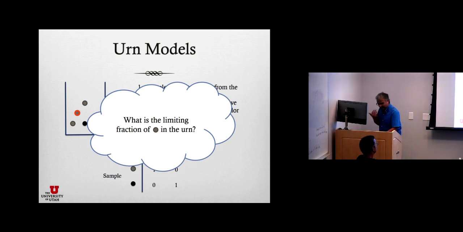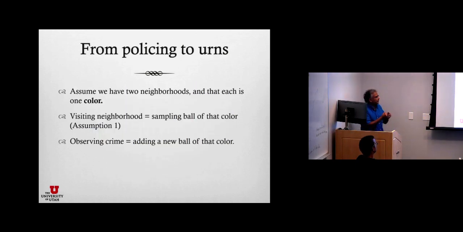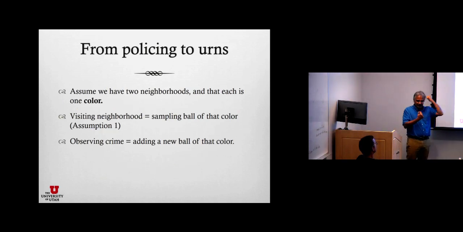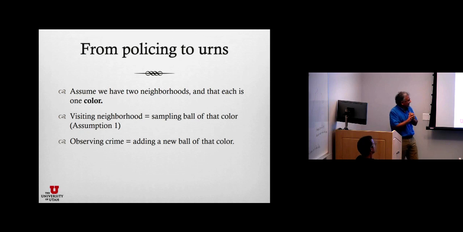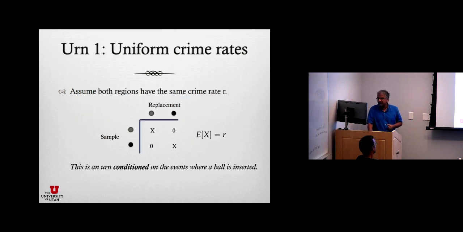Well, not very much till I model it. And here's the model. Assume you have only two neighborhoods. Each one is one color. Visiting a neighborhood corresponds to sampling from the urn of that color. This is our assumption one. Observing a crime corresponds to adding a new ball of that color, because that's new data you add to your system. So now that I have that, I can use the theory of urn models to understand how this process is going to evolve.